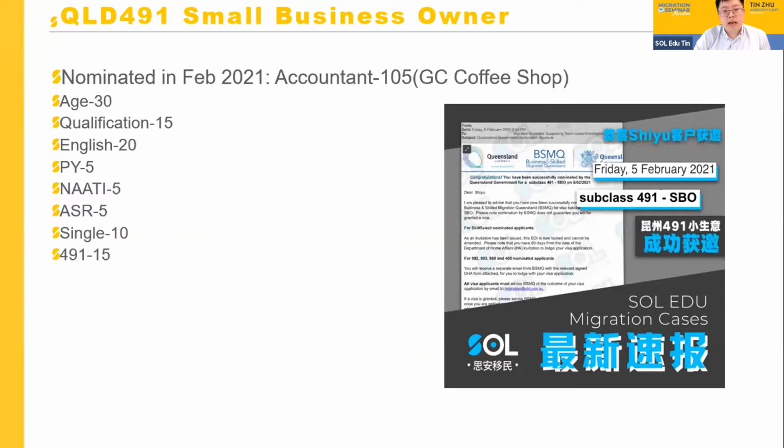The second one is the accountant who purchased a coffee shop in, I remember is in Kumara, the Westfield Shopping Center. And the nominated occupation is accountant, because for accountant last year they didn't invite any accountants. So this applicant applied for small business owner stream.